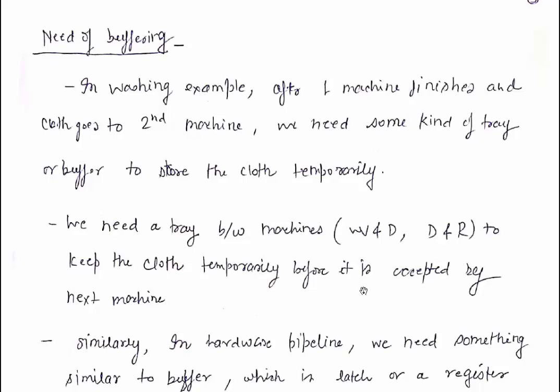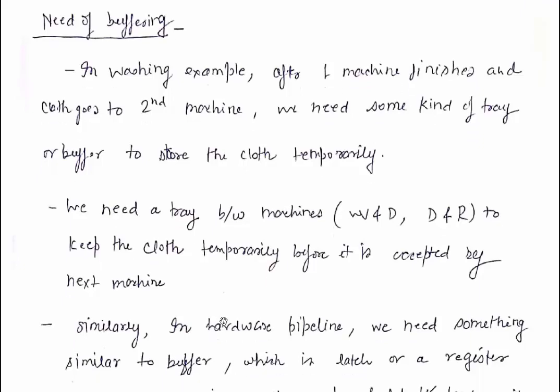So I think you got the concept that between any subtask you need a buffer, or a tray, to store the result temporarily. And why do we need that? To store the intermediate result temporarily, so that we can feed it to the next stage as soon as possible, as soon as the next stage or next sub machine becomes free.